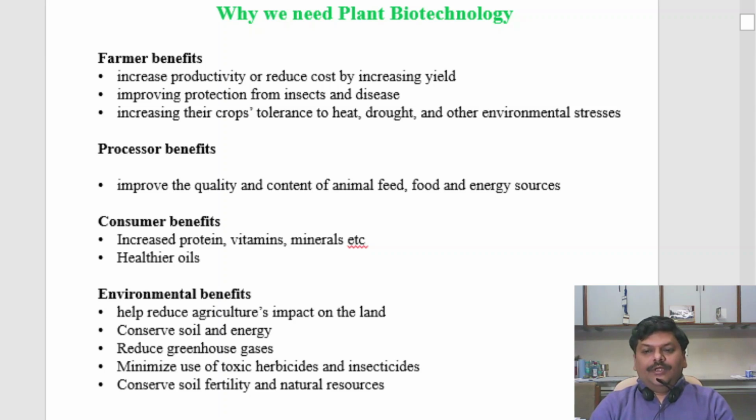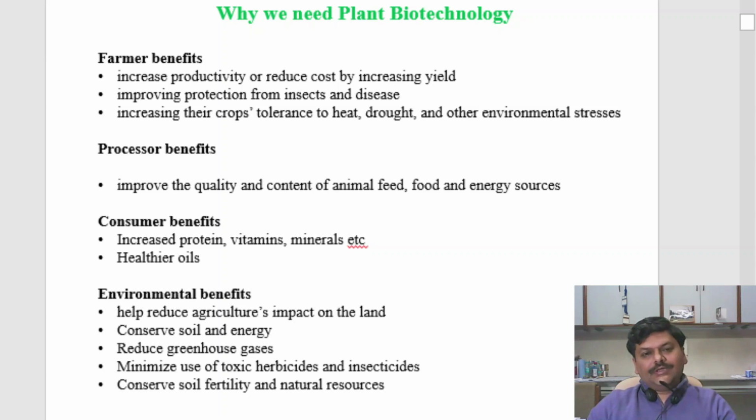For example, if we need to put fewer fertilizers, insecticides, or pesticides to grow our crop plants in farmers' fields, that means we are indirectly benefiting our environment too, because if the use of these harmful chemicals is reduced, then the environment benefits. Plant biotechnology also helps in conservation of soil and energy. It helps in reducing greenhouse gases and minimizing the use of toxic herbicides and insecticides, and all these things collectively result in the increase of soil fertility and natural resources.